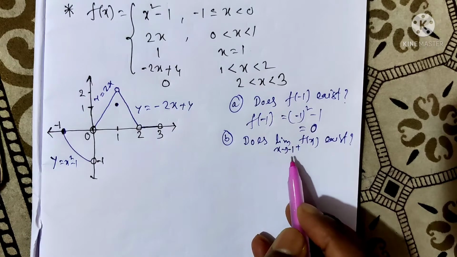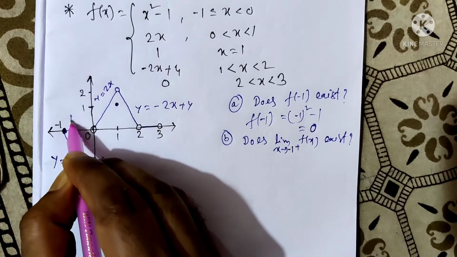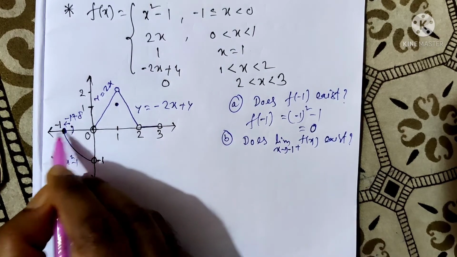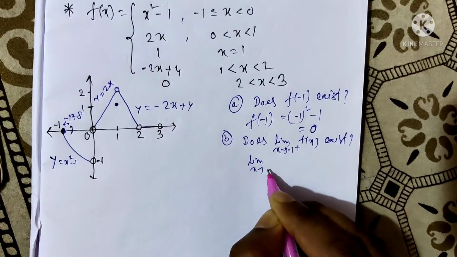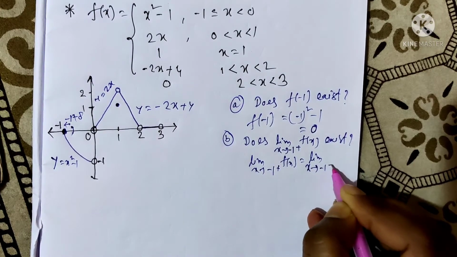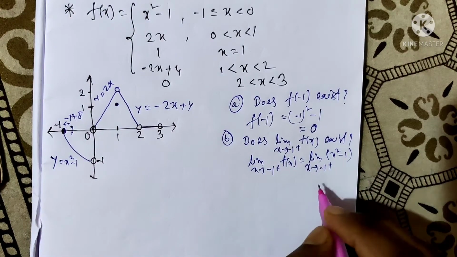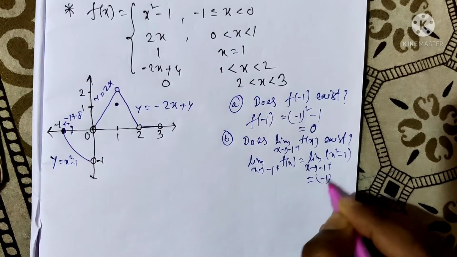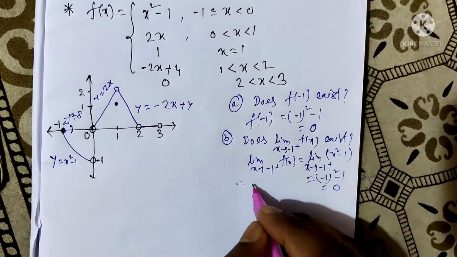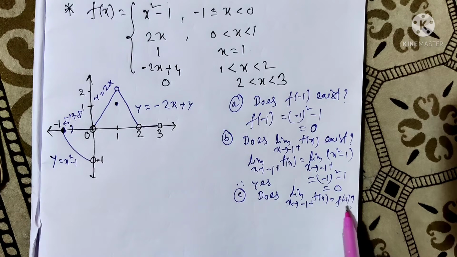The second question is, does the limit as x tends to -1 plus of f(x) exist? Minus 1 plus is nothing but minus 1 plus delta, so x tends to minus 1 from this side. So the limit as x tends to -1 plus of f(x) equals the limit of x squared minus 1, which is (-1) squared minus 1, which equals 0. Therefore yes, the limit exists.